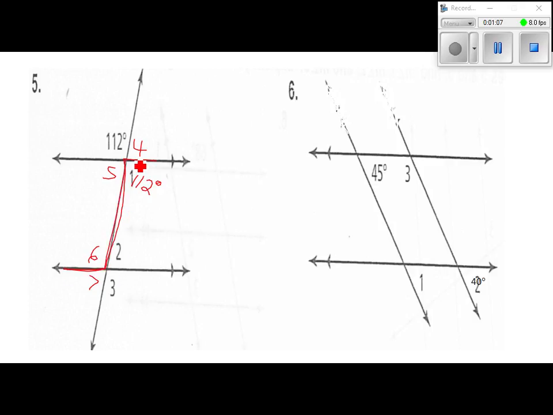What are they? Alternate interior angles. What do we know about alternate interior angles? They make a Z. They've got to be the same. So that's 112. Give me another one. So would 2 be equal too? Is it 112 also?